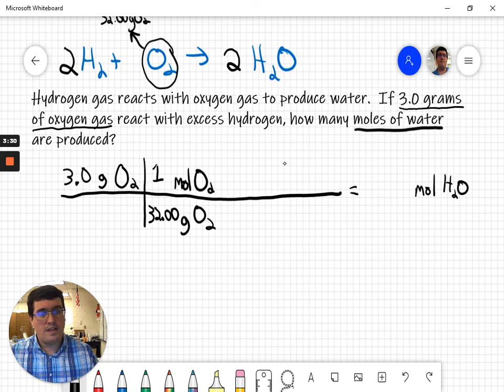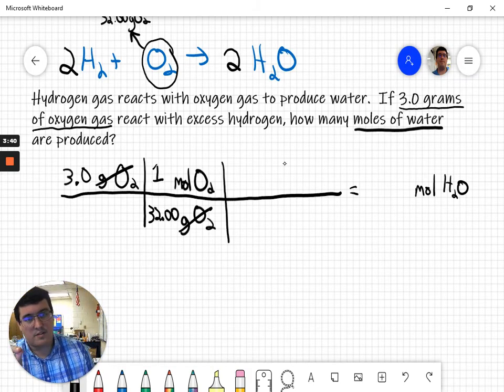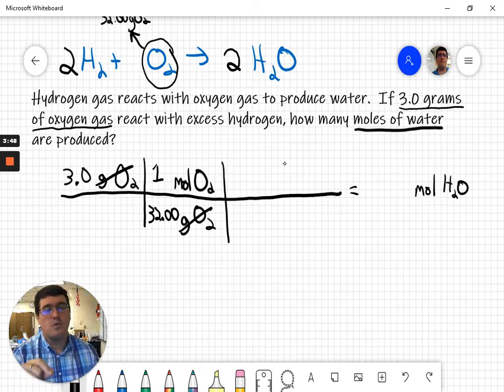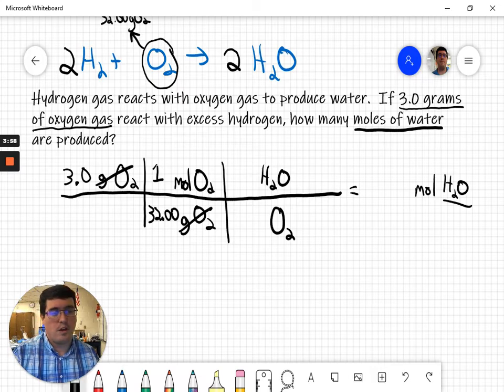Scroll down now. That step is over, so we're going to see what we cancel out. Gone. Gone. Grams of O2 is on the top and on the bottom, so it cancels out, right? Now we've got moles of O2, and that's what we used on Friday, right? So once you're at moles, we're going to put O2 down here on the bottom, and we're going to put H2O up on the top because we'd like to go to those.